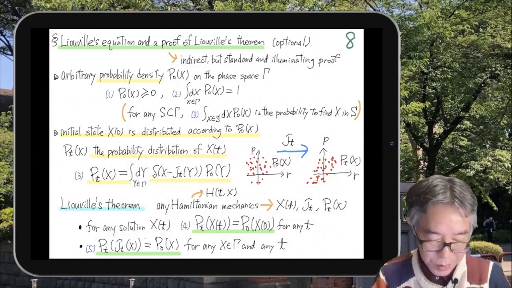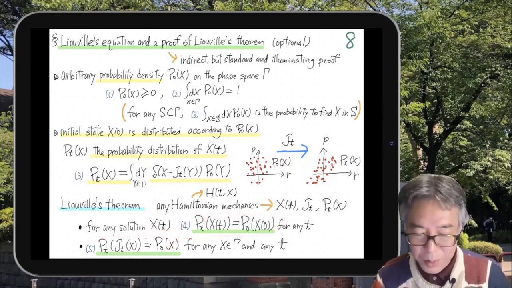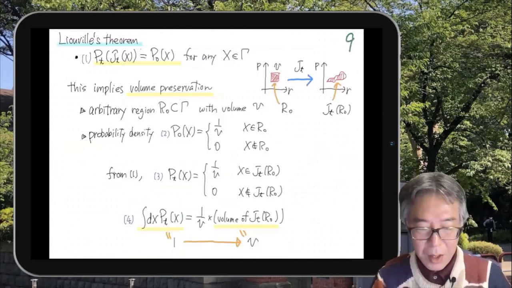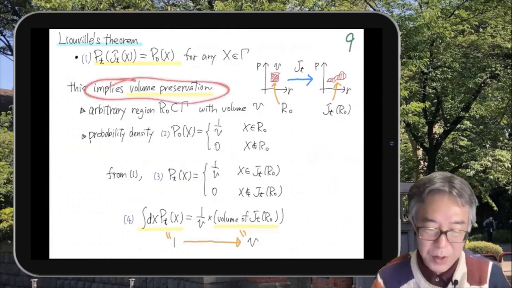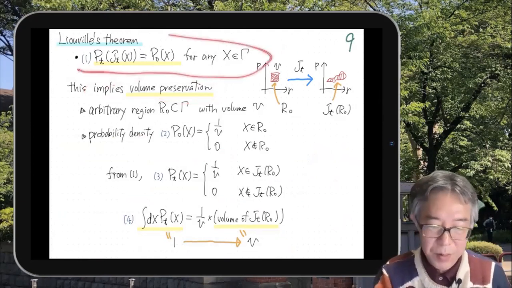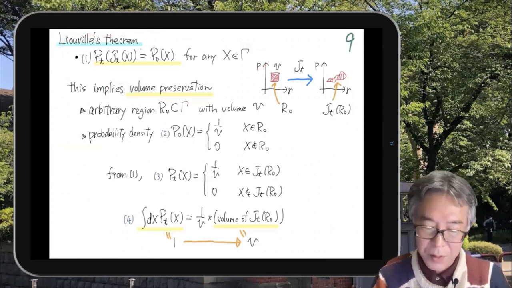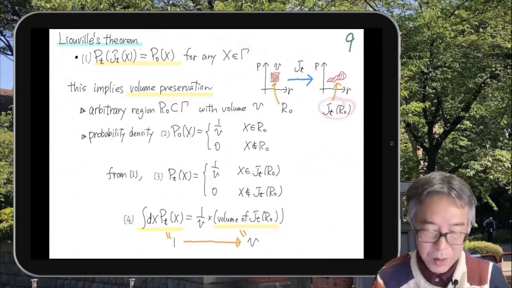And of course, you can write this exactly in this way. We're going to prove this, but before proving this, I want to tell you that this implies the volume preservation that we discussed. So this is Liouville's theorem. And then this says that if you start from any phase space region and if you evolve it, then the volume is the, no.